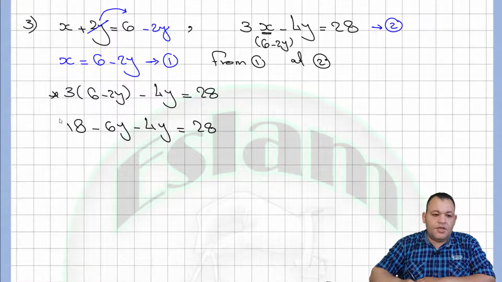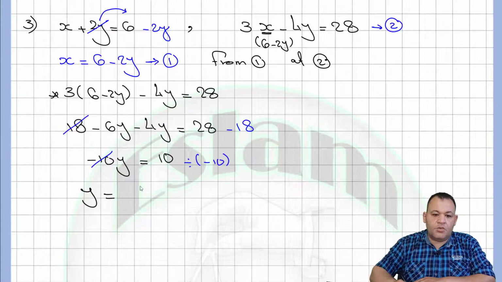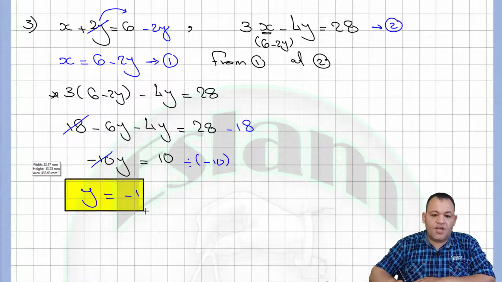28. Now by solving the equation, because this 18 is positive, we can shift it by subtracting it. Negative 6y minus 4y equals negative 10y equals 28 minus 18 equals positive 10. Now you can divide by negative 10. So we can say that y equals 10 divided by negative 10 equals negative 1. And that is the value of y.